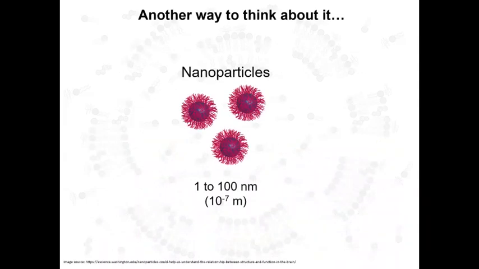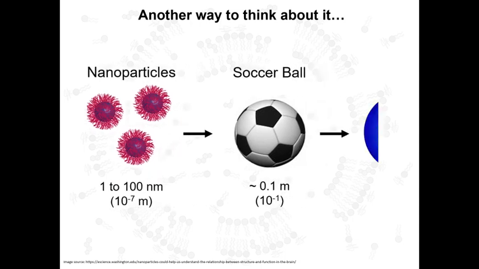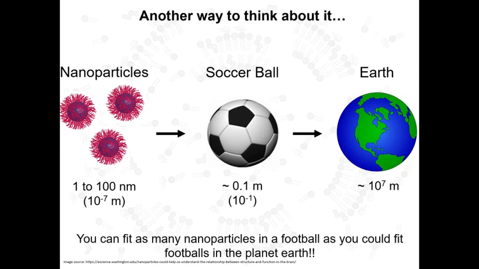Or we can think about this in a different way. If we consider our nanoparticles, which are between 1 and 100 nanometers, compare this to a football, which is about 10 centimeters, say. Then compare this to the planet Earth. What we can see here is you can fit as many nanoparticles into a football as you could fit footballs into the planet Earth.